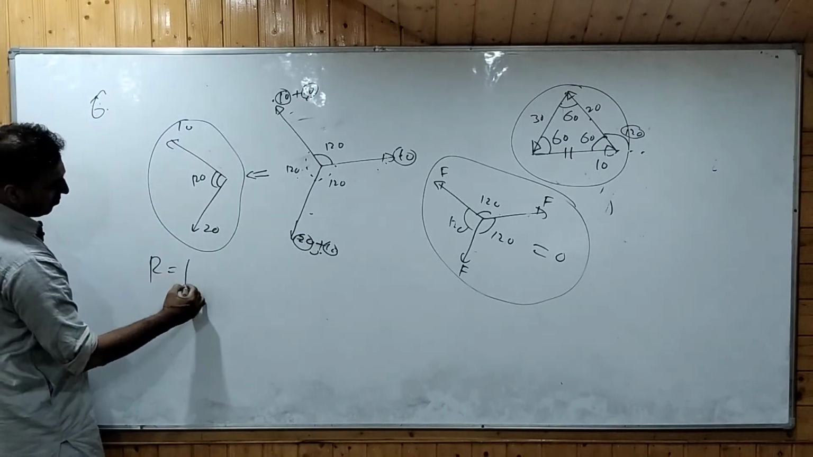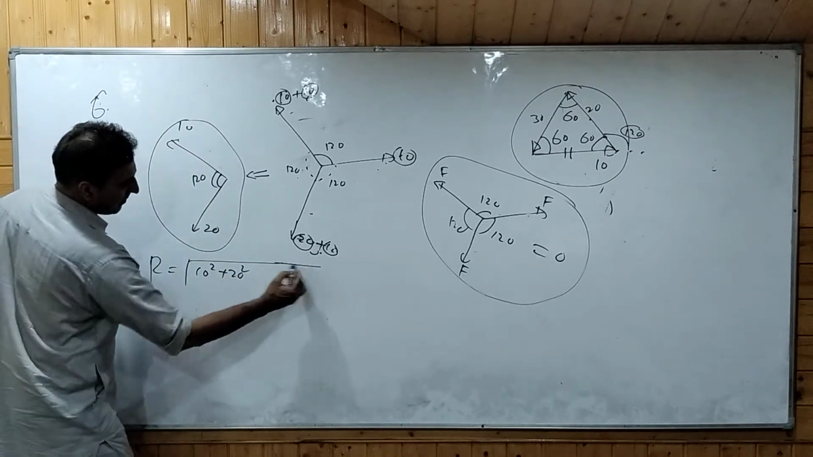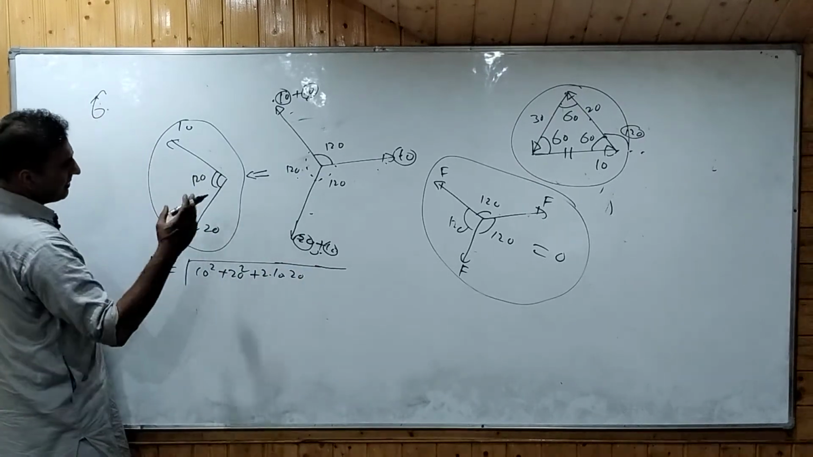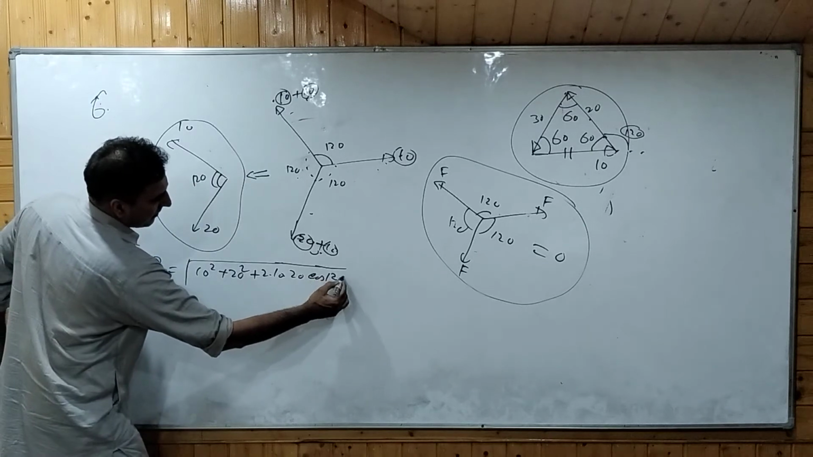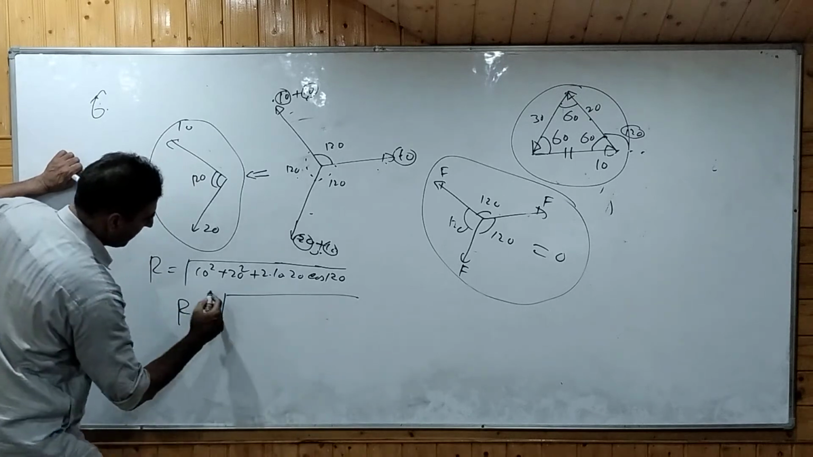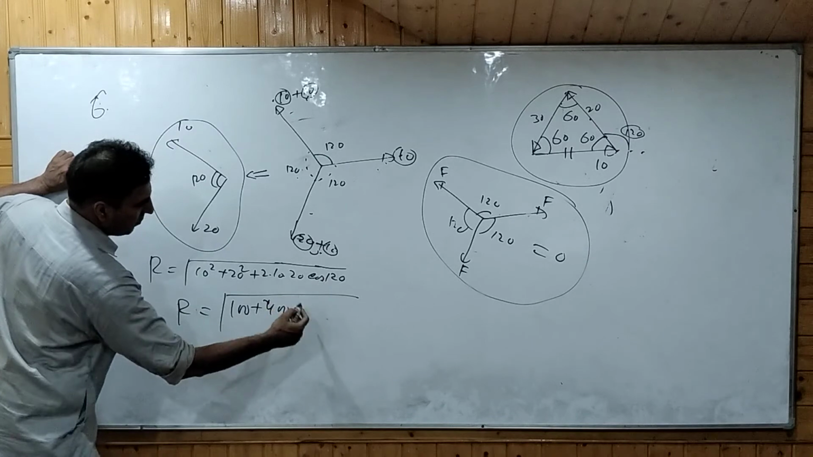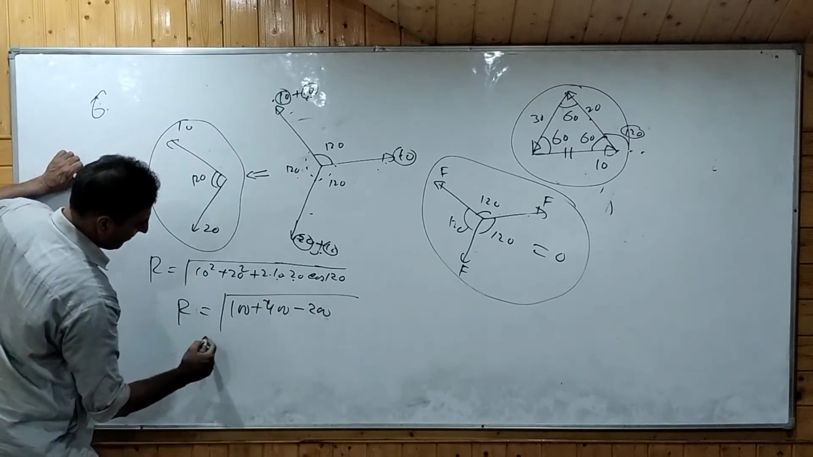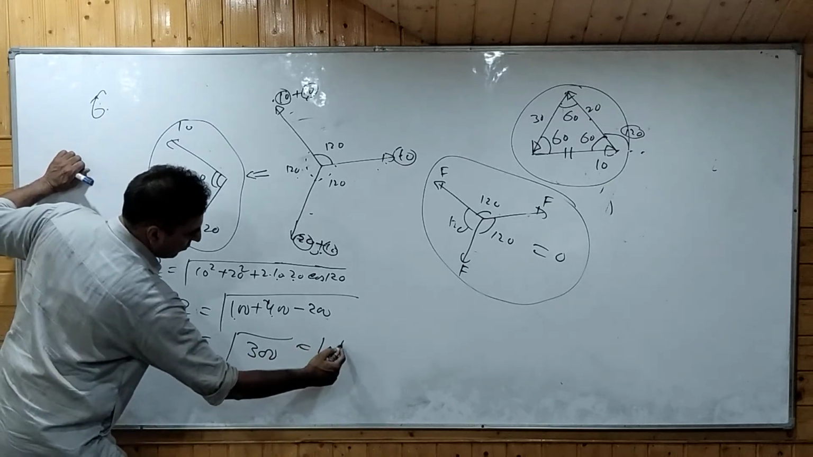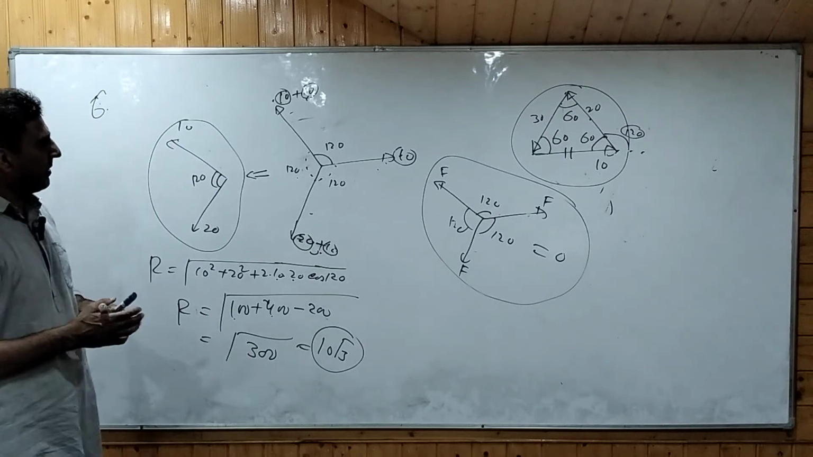The resultant is equal to root of 10 square plus 20 square plus 2 times 10 into 20 into cos of 120. So our resultant is equal to root of 100 plus 400 minus, because cos 120 is minus 1 by 2, minus 200. You get root of 300, that is 10 root 3. Answer. That is the trick that we have played.